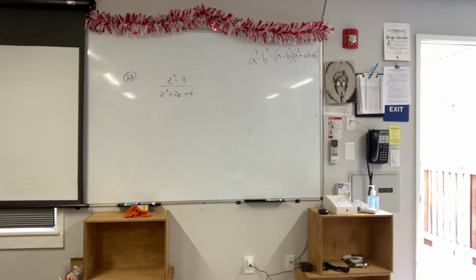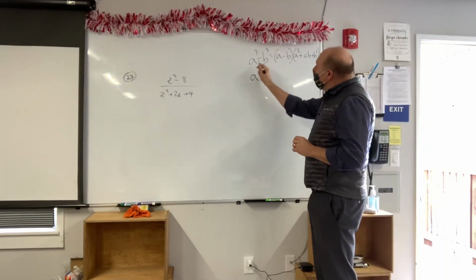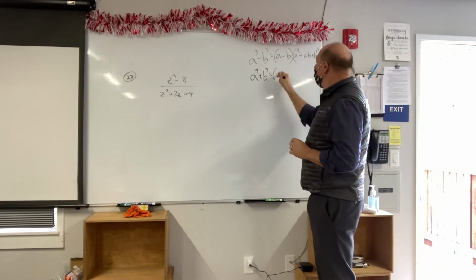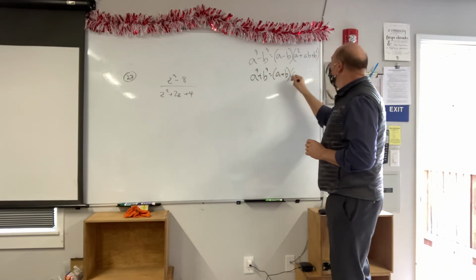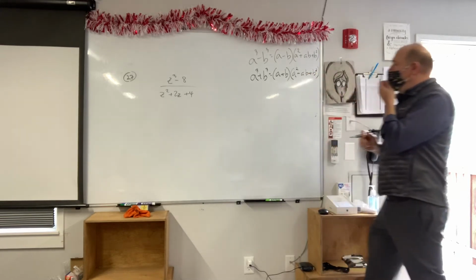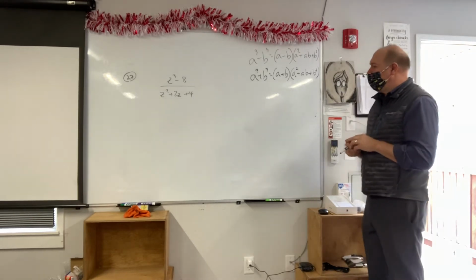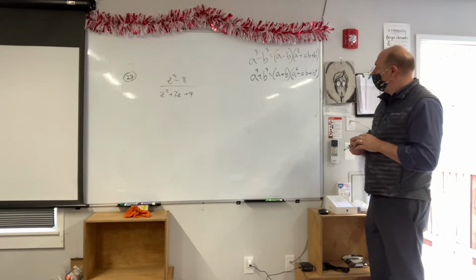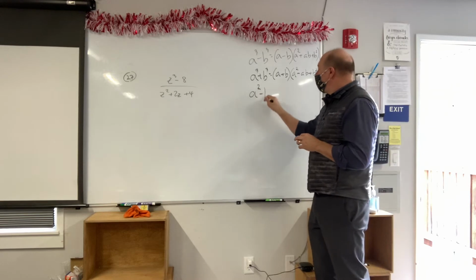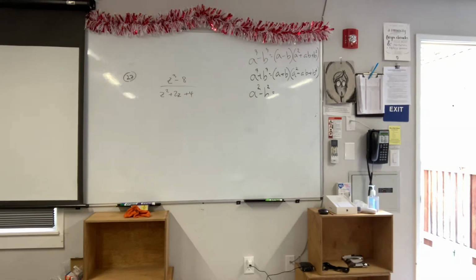Oh, you had that formula. Remember, there are 3 different formulas for 2 pieces only. Let's do the other 2. There's the plus formula: a plus b, a squared minus ab plus b squared. And then the other one, a squared minus b squared. Anybody remember that one? That was the easy one. A plus b times a minus b.